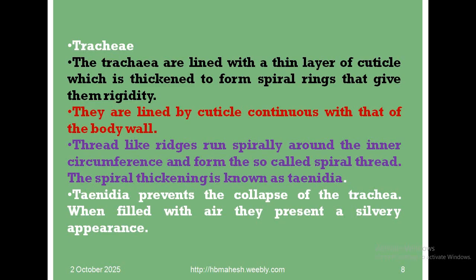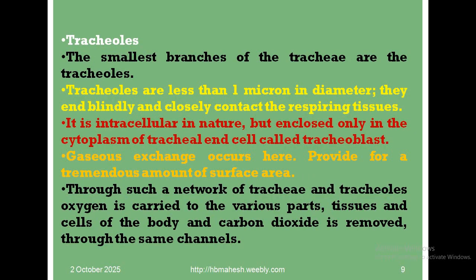They present a silvery appearance. The smallest branch of tracheae are the tracheoles. Smallest branch, just like a capillary. Tracheoles are the smallest branches of tracheal system. The tracheoles are less than 1 micron in diameter.